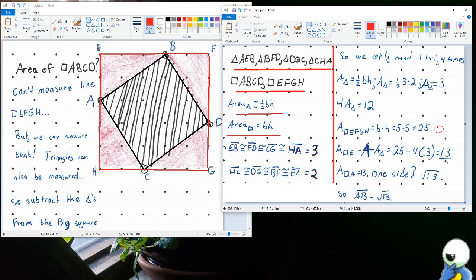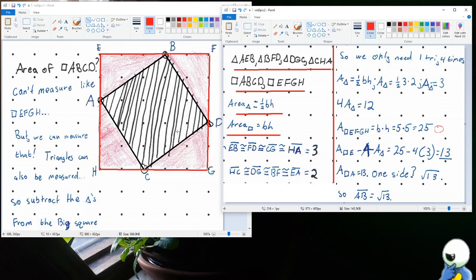Now we just need to subtract, and we get 13. As we can tell, the big square minus the 4 small triangles gives us that inner square of 13 square units. So what if we wanted to figure out one side?